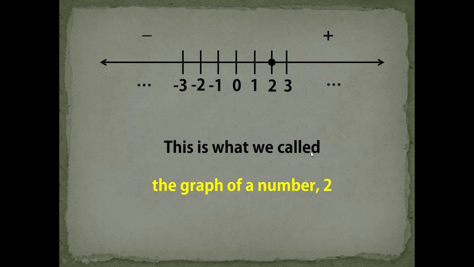Now, if you wanted to graph the number 0, you would just move the dot to here. And that would symbolize, oh, okay, so that's the point you're talking about, the point 0, the graph of 0.